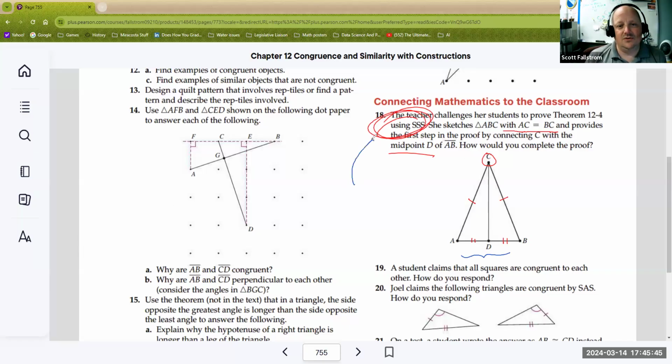And again, the huge hint is up here. If you're fighting with this and you're trying to figure out angles, the teacher is asking you to prove a theorem using side, side, side, not any other technique.